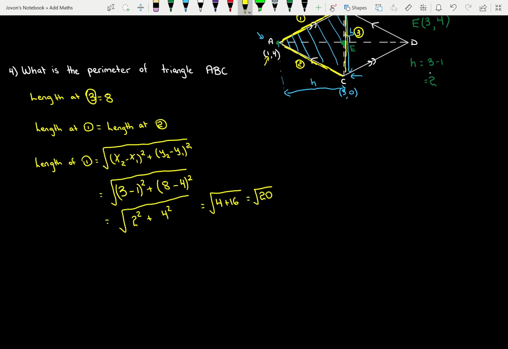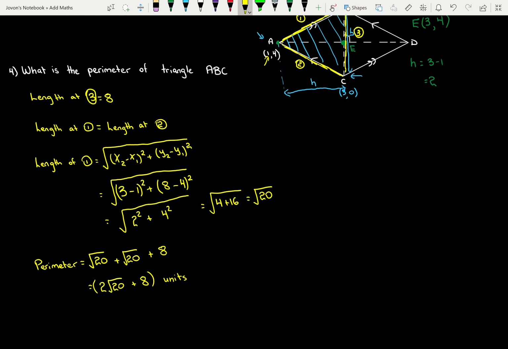So therefore, the perimeter of ABC is equal to root 20, which is side 1, plus root 20, which is side 2, plus 8, which is equal to 2 root 20 plus 8 units. And that is the perimeter of this triangle ABC.